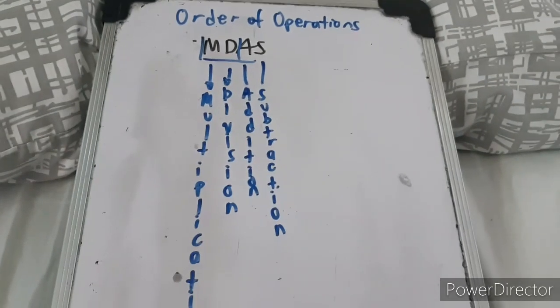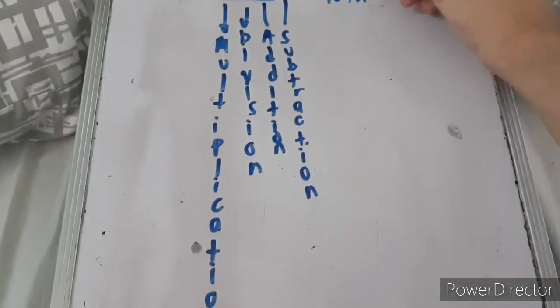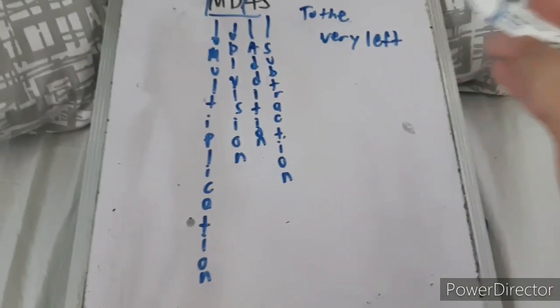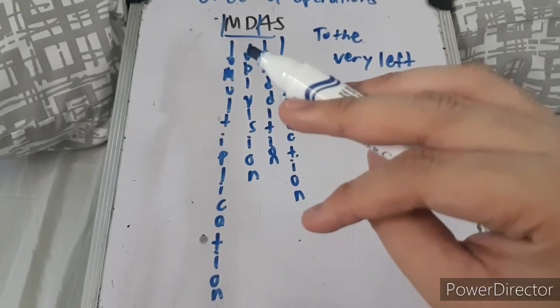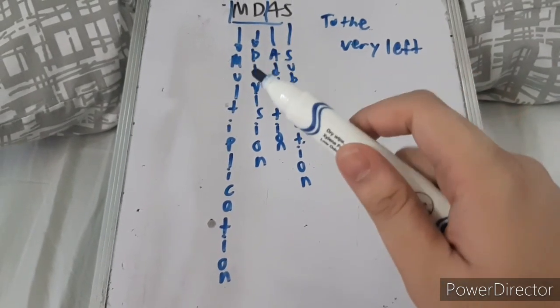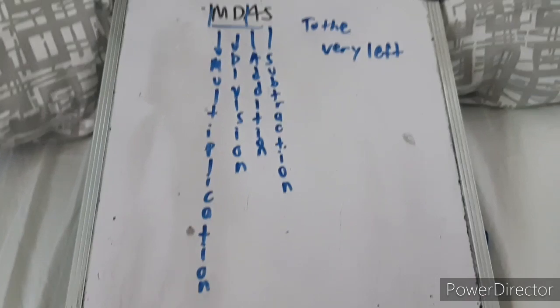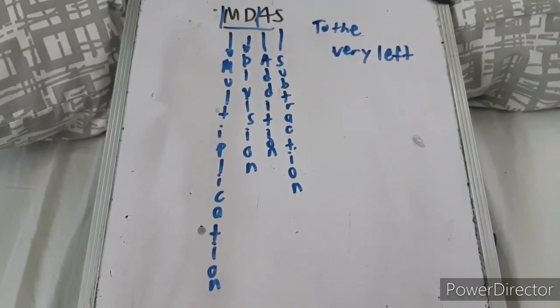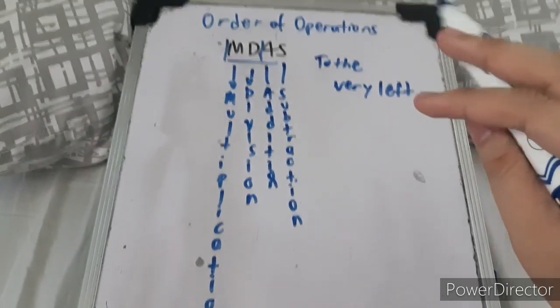So, the way na kailangan tandaan is kailangan to the very left, o yung sa pinakakaliwa ng mga questions. So, ganun pa rin po sa A or S, which is addition or subtraction. Again, pwede siyang baliktarin kasi kailangan ang makukuha is to the very left.